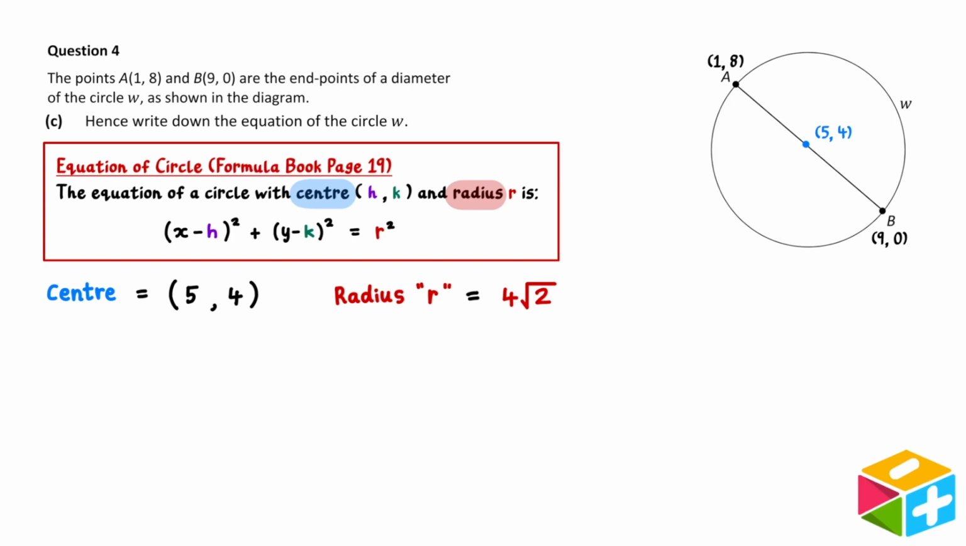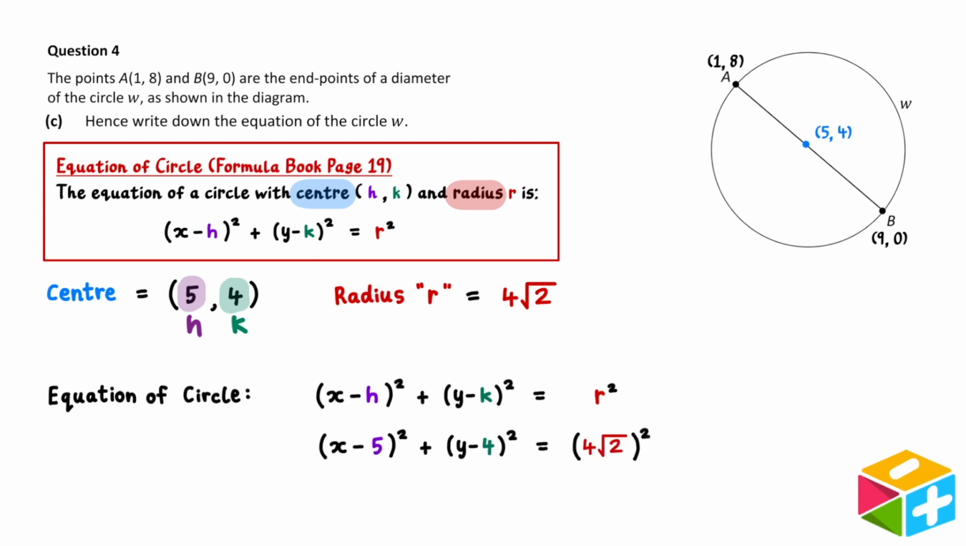In our formula, the coordinates of the centre are labelled with h and k. So here we'll have h equal to 5 and k equal to 4. To find the equation of our circle, we just need to sub into our formula. If we square 4 times the root of 2, we get out 32. So our final answer for the equation of the circle is x minus 5 all squared plus y minus 4 all squared is equal to 32.